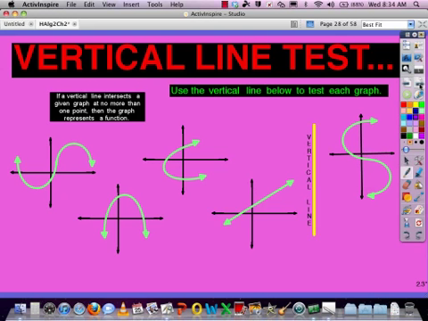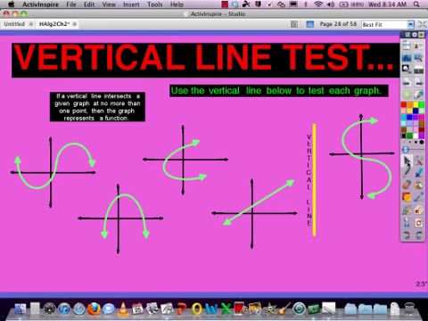We don't need to. There is something called a vertical line test, and it sort of goes with the definitions. We'll talk about that. So we're going to use this vertical line to test and see whether each of these different graphs is truly a function. Definition: if a vertical line intersects a given graph at no more than one point, then the graph represents a function. That idea goes along with the definition. Every x value is paired with exactly one y value.